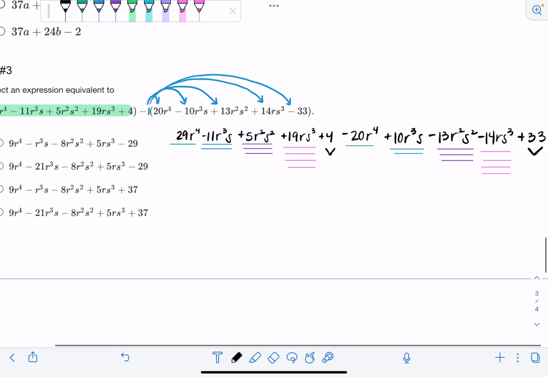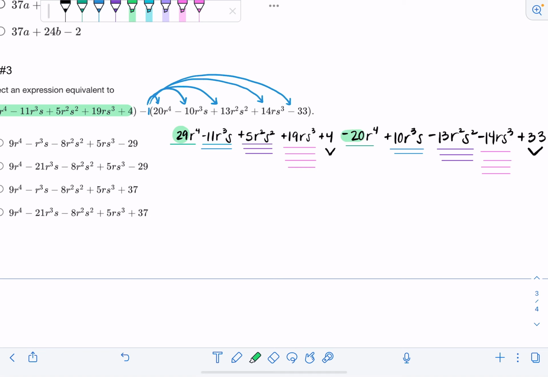Okay, so I'm going to start with the r to the 4th powers. I'm going to keep them in the same order that they were written. So r to the 4th power first, so 29 and negative 20. 29 plus negative 20, or 29 minus 20, is 9r to the 4th. And then negative 11 and positive 10. Negative 11 plus 10 is negative 1. If I'm at negative 11, I go up 10, it brings me to negative 1. But I don't have to put the 1 in front. I would just put minus r cubed s.